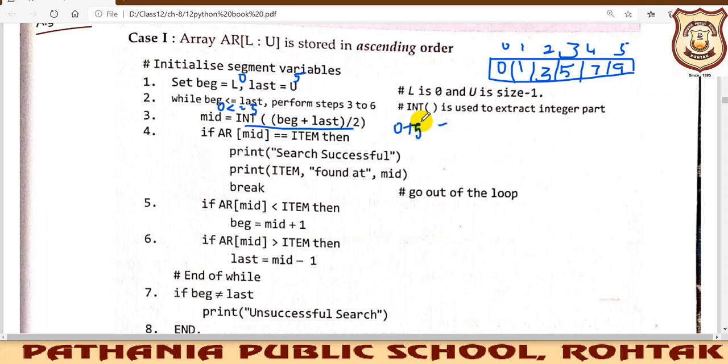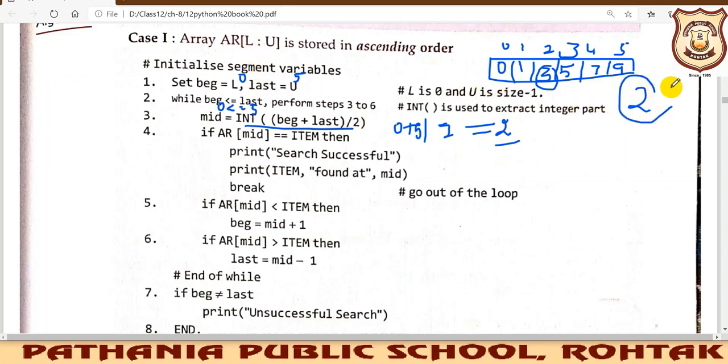5 divided by 2 is 2.5, so we will take 2. When it is 2.5, we take 2, which means at the beginning, mid is 3. We want to insert, like, 2. The element we want to search is 2.